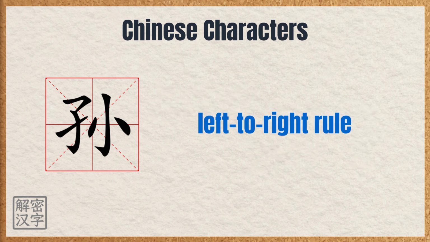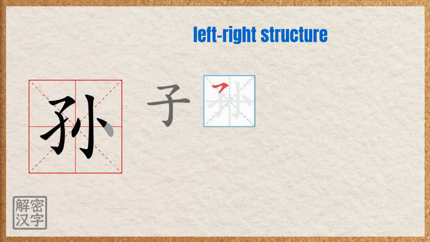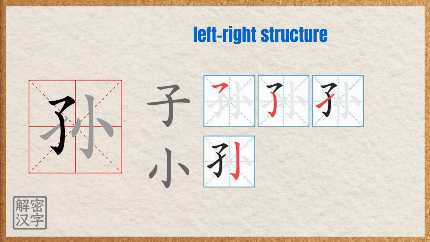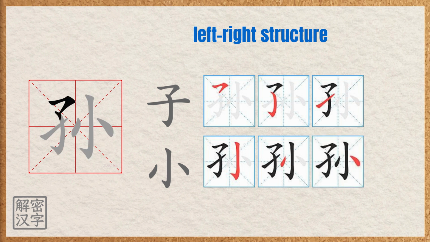How do we write this character? Follow the left to right writing order. First, write the left part, zi. Start with a horizontal turning stroke, then a curved hook, and finish with a horizontal stroke across the middle. Next, write the right part, xiao. Start with a vertical hook, then add a left dot and a right dot. Keep the left side slightly compact and the right side balanced.